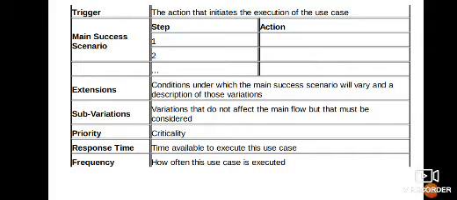So if any of the interactions in the main success fails, I have to resort to an action listed in the extension scenario. So interactions are grouped into two categories: interactions listed under the main success scenario, and interactions listed under extension.